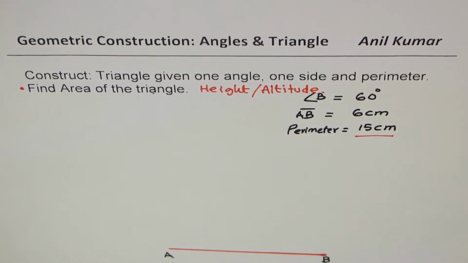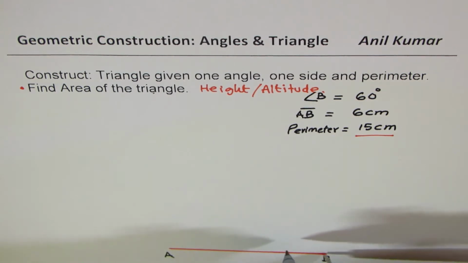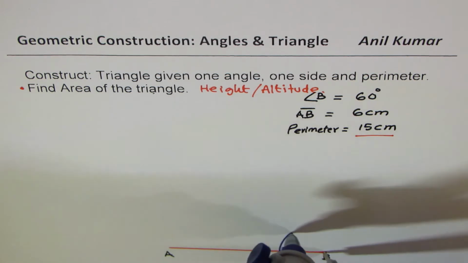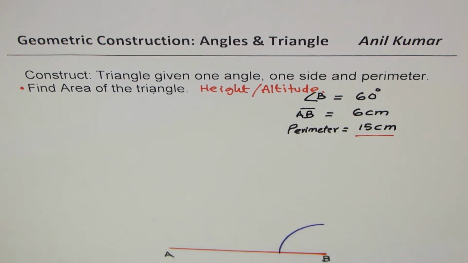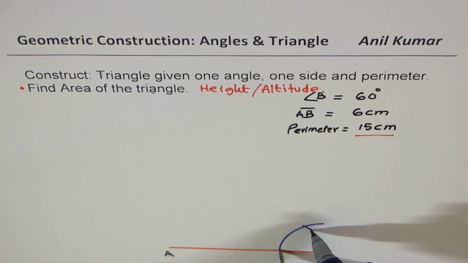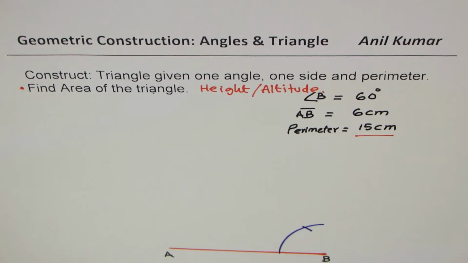Now I'll construct 60 degrees at B. I kept this angle very simple since we have already learned the technique of constructing angles. So make an arc, and with the same arc, you have to cross to get 60 degrees, right? So you get 60 degrees. So let's draw this line.